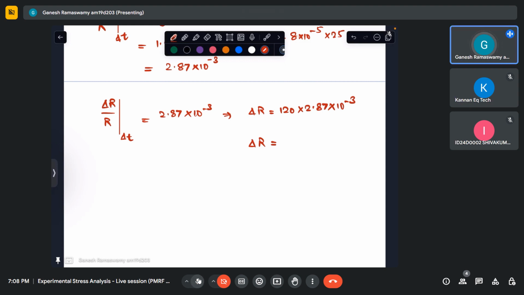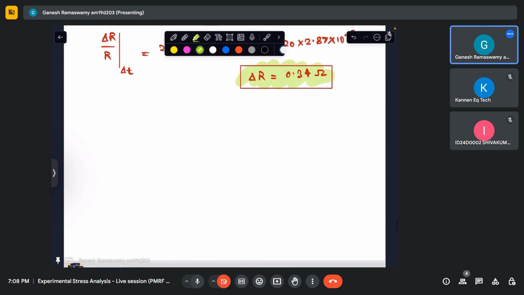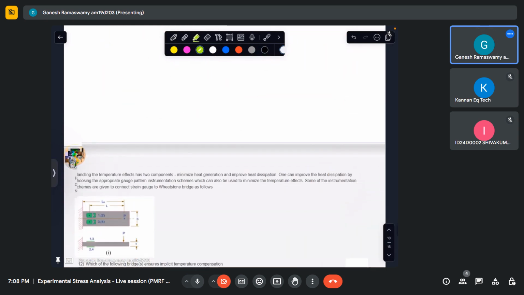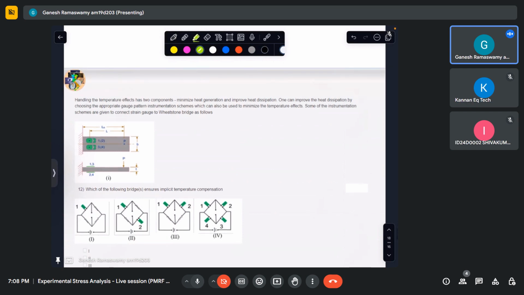is 120, which is 0.34 ohms. Okay, I hope that is clear.